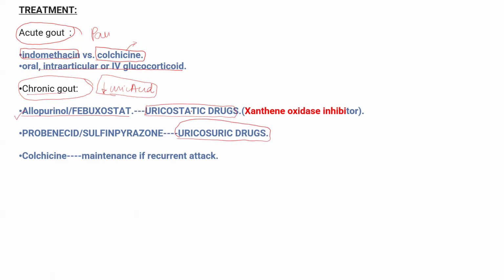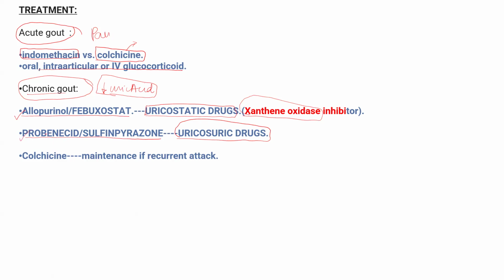How do they work? They work by inhibiting xanthine oxidase. In a previous slide, we have seen xanthine oxidase converts hypoxanthine to xanthine, then uric acid. So it inhibits the production of uric acid. The uricosuric drugs inhibit the absorption of uric acid in the renal tubules and increase the excretion. We have probenecid and sulfinpyrazone in this group.